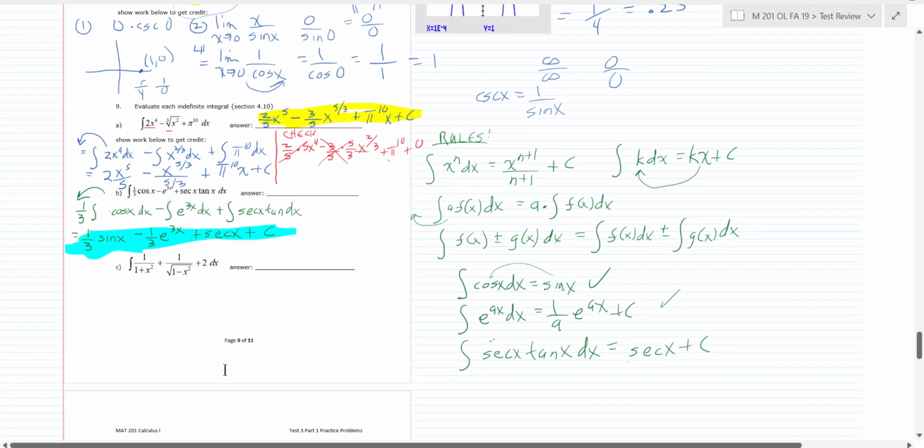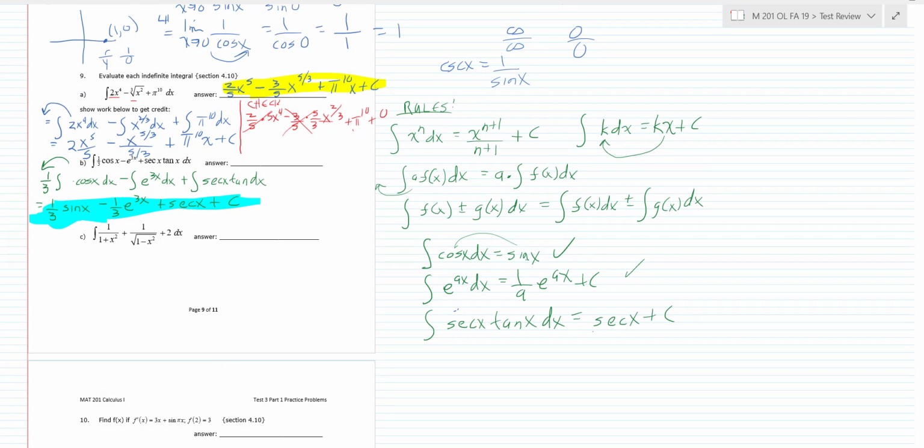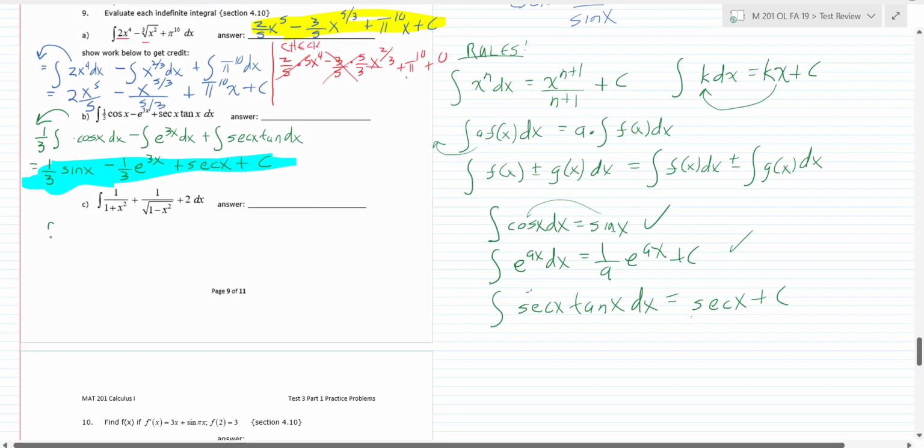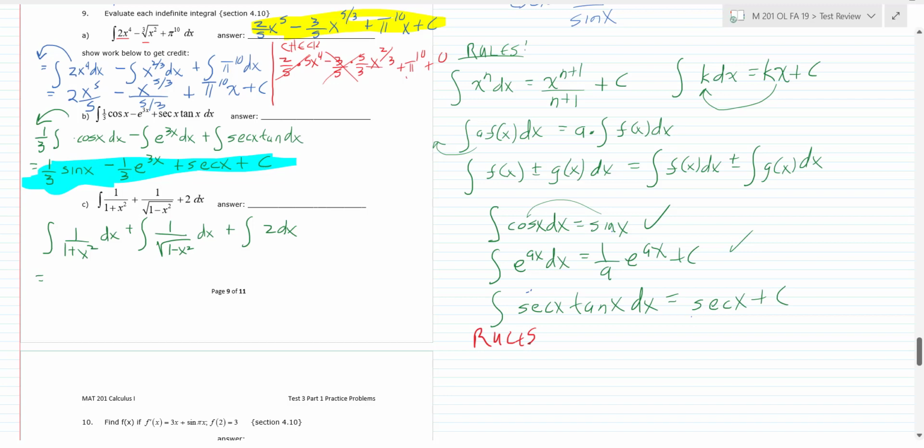Okay, let's go to the next and see what we got here. Again, we have 3 functions, so we can split this up into 3 integrals. I'm going to write this as the integral of 1 over 1 plus x squared dx plus the integral of 1 over square root of 1 minus x squared dx, and then plus the integral of 2 dx. Okay, well, what integral rules did we learn? Well, here's a couple more. Again, it's not new rules. If you remember your derivative rules, then you're really just thinking backwards.